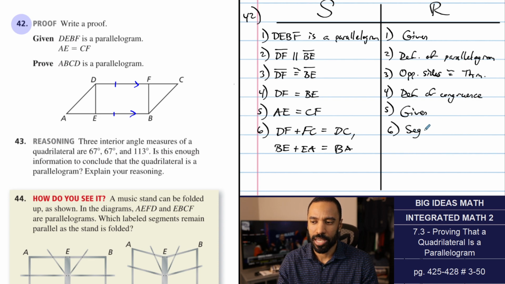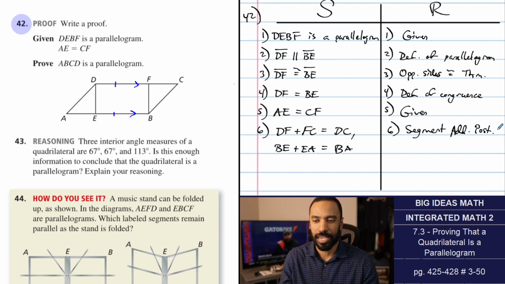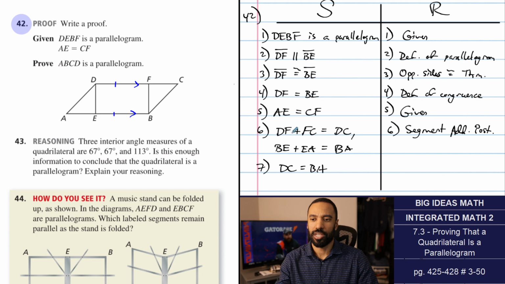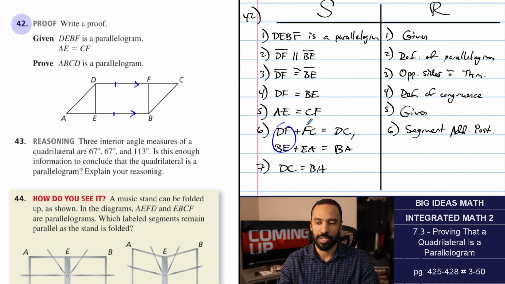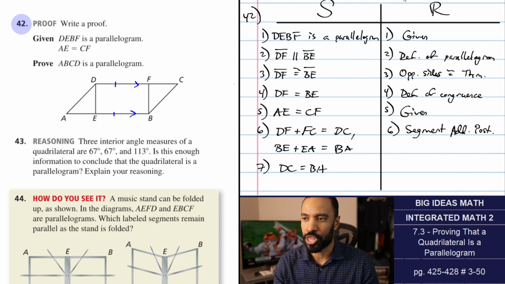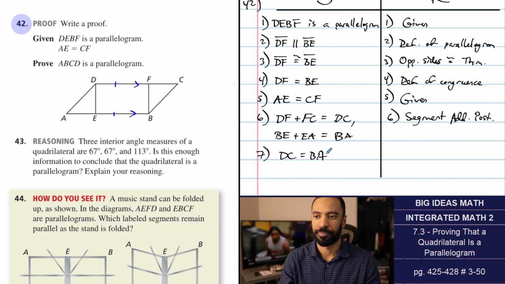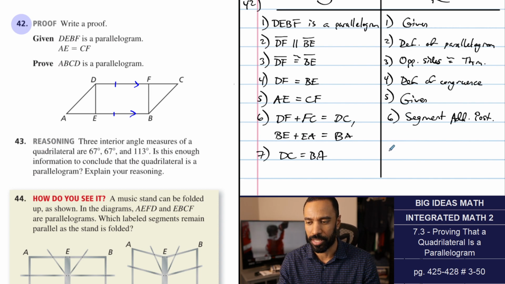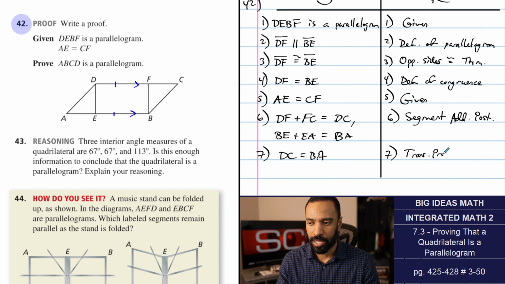But I want to say that those things are equal. I guess that's the transitivity property of equality, I think. I think I can use transitive property of equality for this next one to say DC equals BA. So I added two things that are equal, DF and BE, with two things that are equal, FC and EA, to make two things that are now equal. I think that can work that way. Two equal things added to two equal things equals two equal things. Transitive property of equality. I think that works.